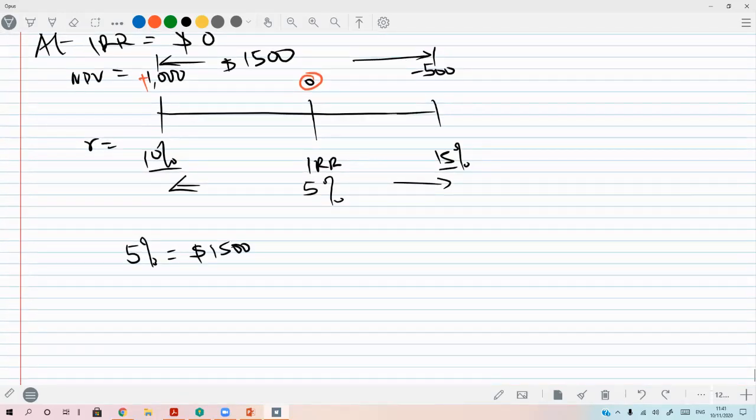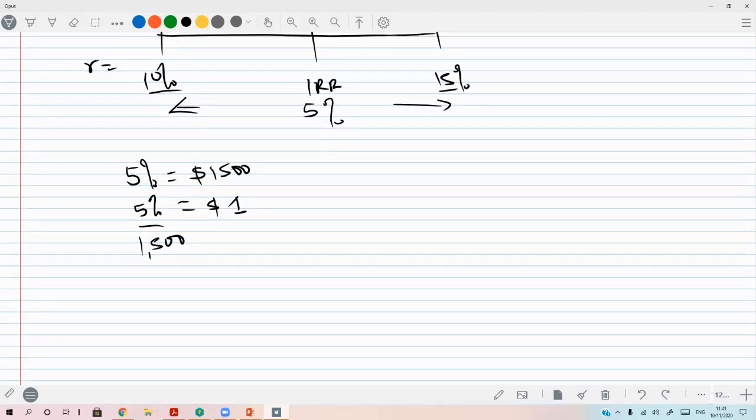Which implies therefore, $1 is equal to 5% divided by 1500, isn't it? We just divided, okay? We want to decrease our NPV from 1,000 to zero. Therefore, we decrease by 1,000 points, $1,000. We imply therefore the percentage will be equal to this distance. We know that $1 is equal to 5% divided by 1,500.